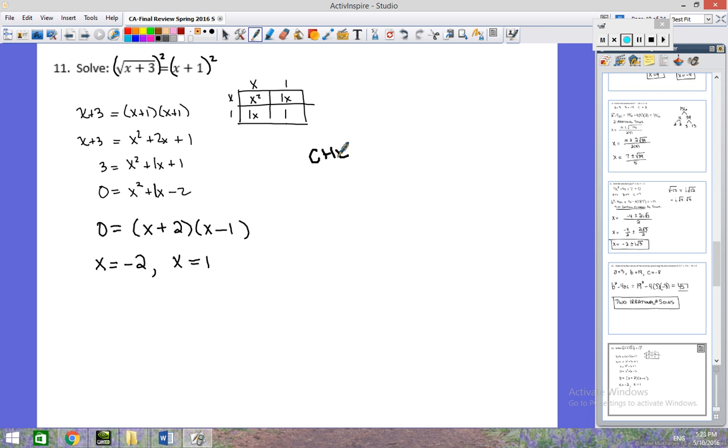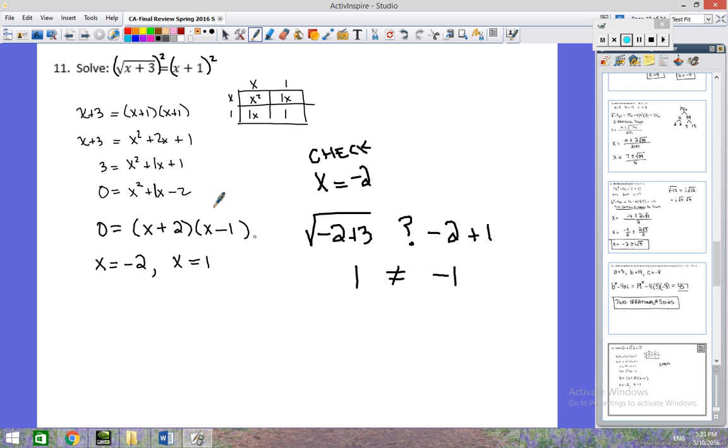So if we're going to check x equals negative 2, on the left-hand side, everywhere we see x, we replace it with negative 2. So we've got the square root of negative 2 plus 3. And the question is, is that equal to, if we plug in negative 2 on the right-hand side, negative 2 plus 1. So apparently I lied. 3 minus 2 on this side is 1, but over here it's negative 1. And we know that 1 is not equal to negative 1.